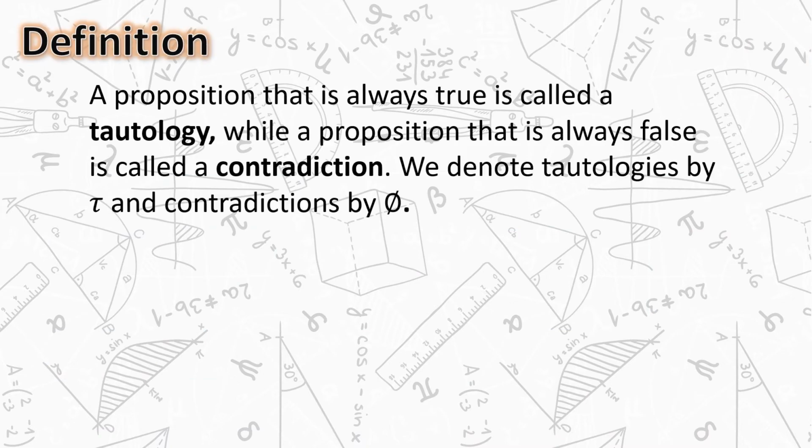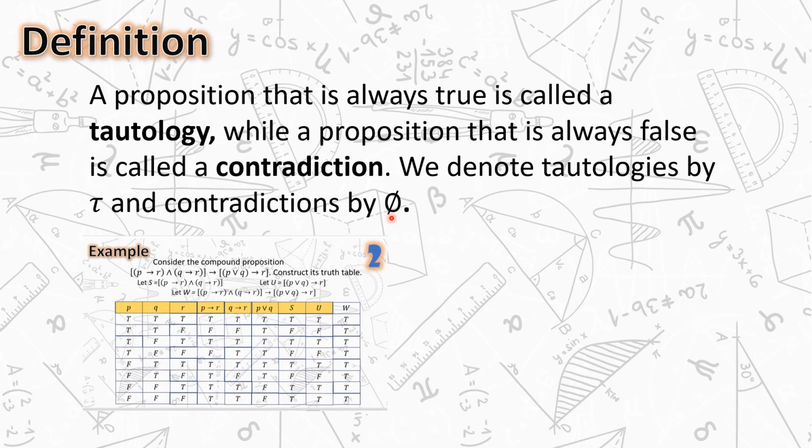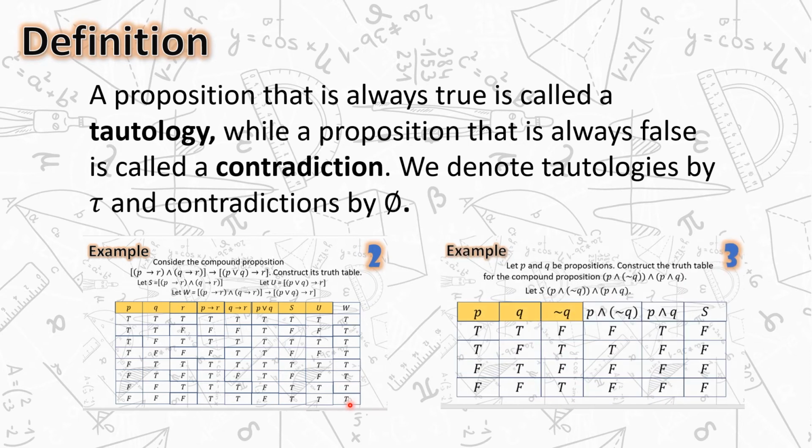A proposition that is always true is called a tautology, while a proposition that is always false is called a contradiction. We denote the tautologies by the Greek letter tau and contradictions by the Greek letter phi. Hence, example number 2 is a tautology, and example number 3 is a contradiction.